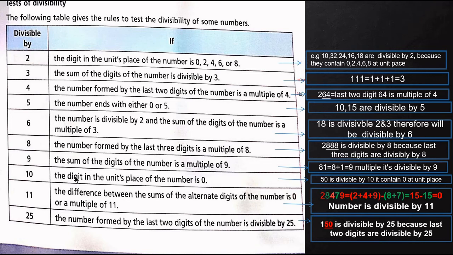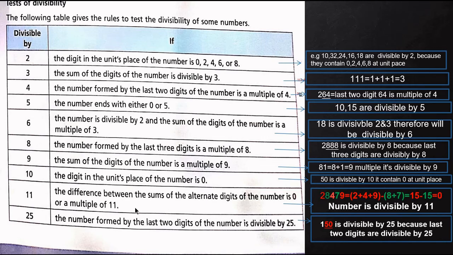This is also very familiar to you. 10. The digit in the unit place of the number is 0. For example, 50 is divisible by 10. It contains 0 at the unit place.